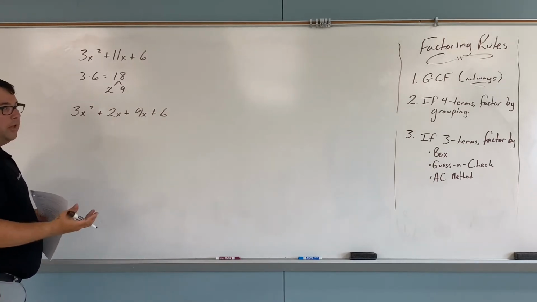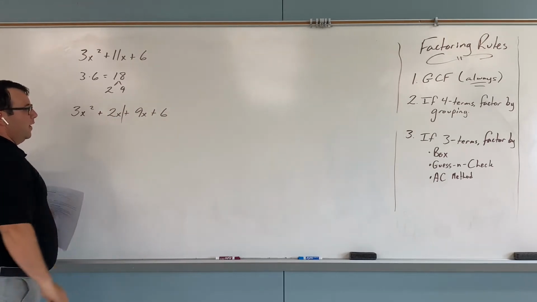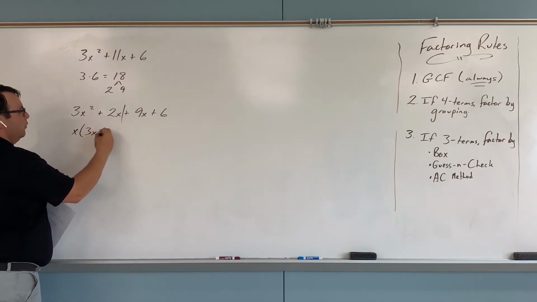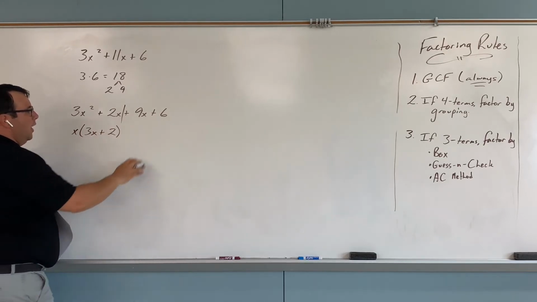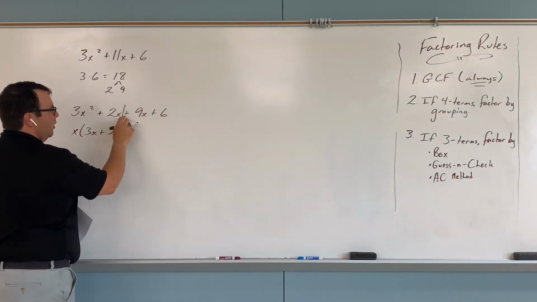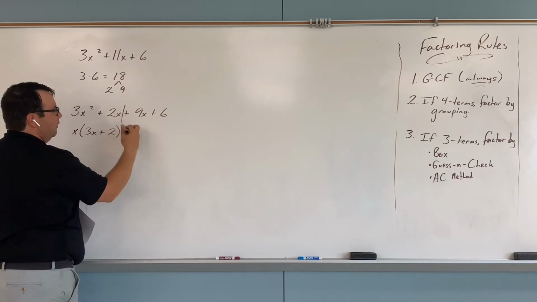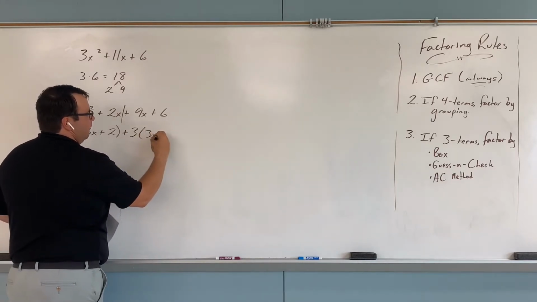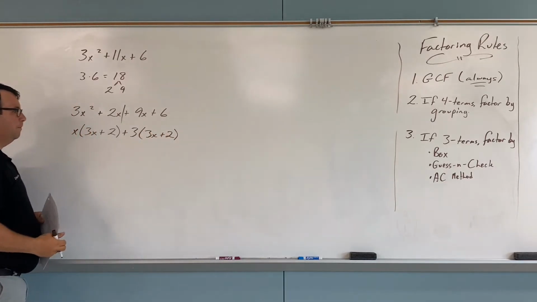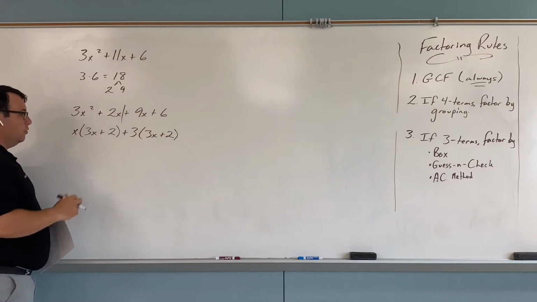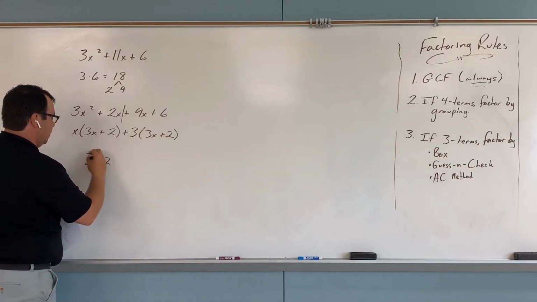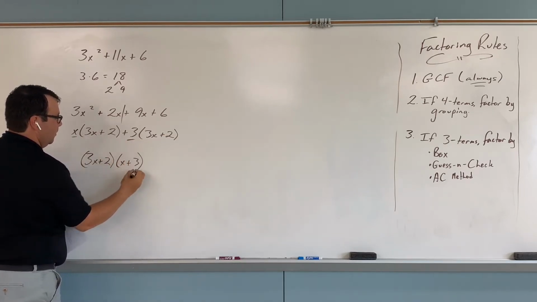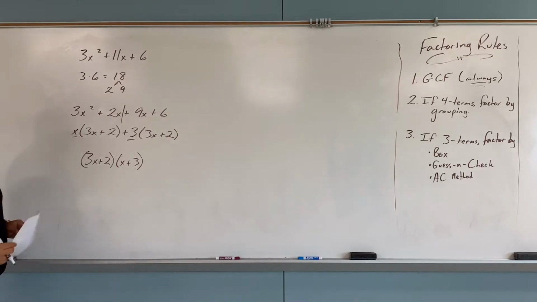All right, at this point, I'm going to play a little fruit ninja and slice this in half. I see that I have x in common here. That leaves me 3x plus 2 left over. I see I have a 3 in common over here, and I don't want to change my sign because this is already positive. So plus, and I'm going to take a 3 out. That leaves me 3x plus 2 left over. Pulling out my 3x plus 2, I am left with x plus 3. And that's your factored form.